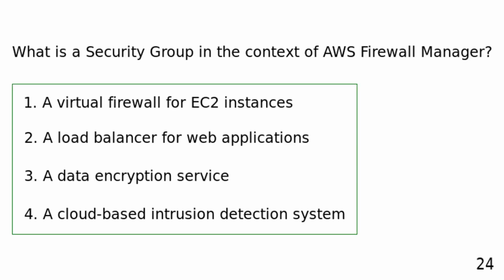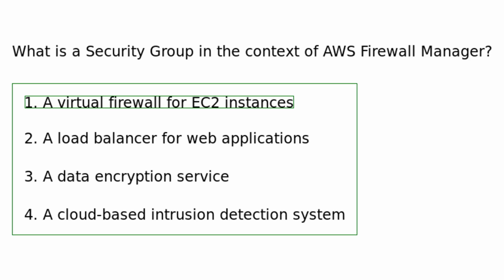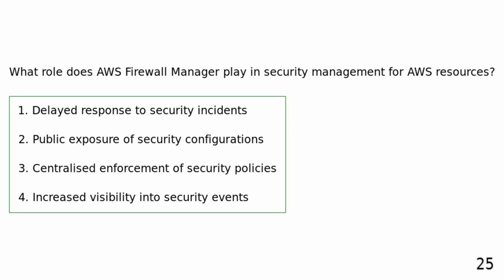What is a security group in the context of AWS Firewall Manager? A virtual firewall for EC2 instances. A load balancer for web applications. A data encryption service. A cloud-based intrusion detection system. A security group in AWS Firewall Manager acts as a virtual firewall that controls inbound and outbound traffic for EC2 instances. What role does AWS Firewall Manager play in security management for AWS resources?